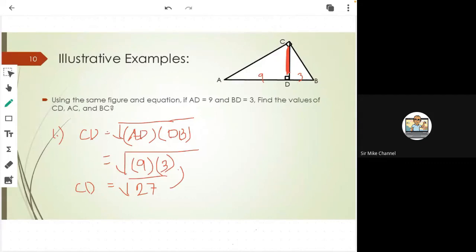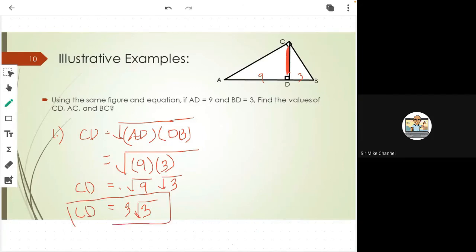Okay. So, anong square root ng 9? Square root of 9, tapos square root of 3. Okay. Anong square root ng 9? 3 po. Okay, thank you. 3, 3. And then, remain natin yung square root of 3. So, yung line segment CD natin, ang sagot ay 3 square root of 3.